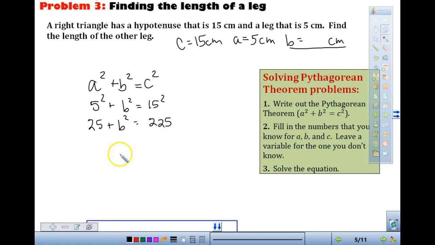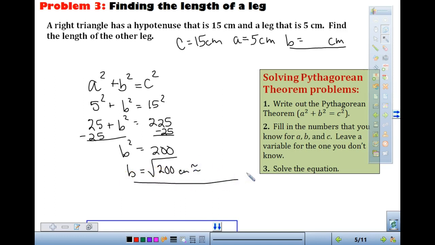What do I have to do in order to solve this one? How do I get B squared by itself? What do I have to do then? Subtract what? 25. Subtract 25 on both sides. So kind of when you were solving your basic equations last year, B squared equals 200. Not a perfect square, right? So what does B equal? You're going to leave me both answers. You're going to say the square root of 200 centimeters approximately.